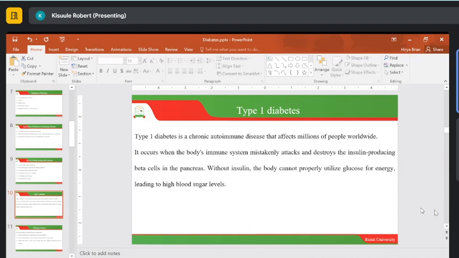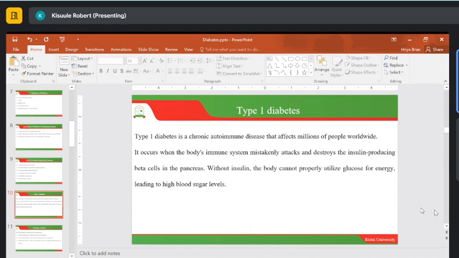So this is what happens in type 1, whereby the body's immune system fails to recognize the insulin producing cells as part of its own. So it will secrete cells to fight against these beta cells that are located in the pancreas.